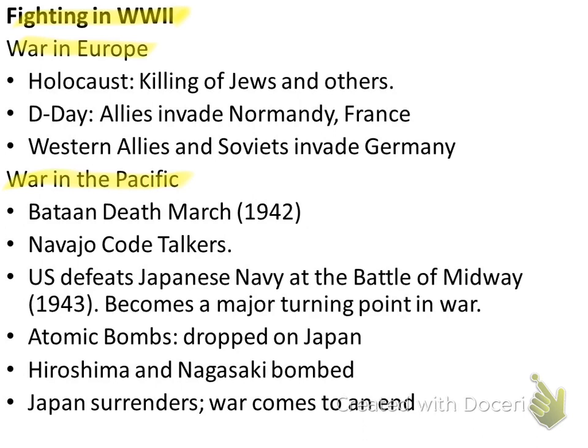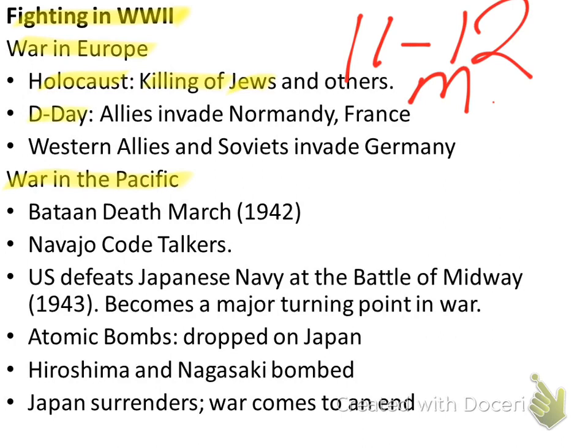In Europe, we have the Holocaust, the killing of Jews and others to the tune of 11 to 12 million dead men, women, and children, all at the hands of the Nazis. D-Day, June 6, 1944, the Allies invade Normandy, France. This begins the removal of the Germans from France, forcing them back into Germany, where they are then defeated and Hitler is killed.